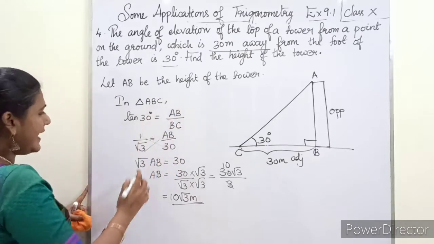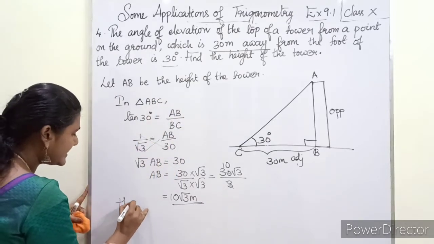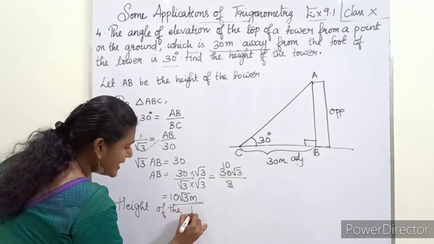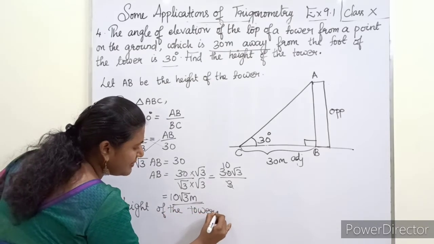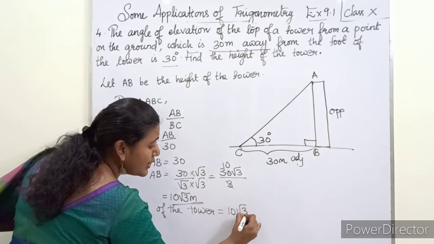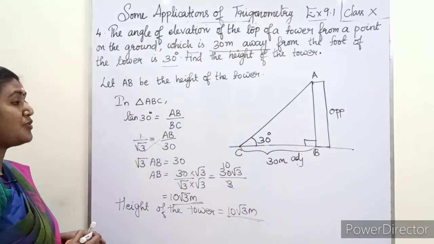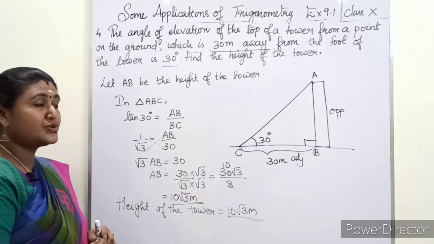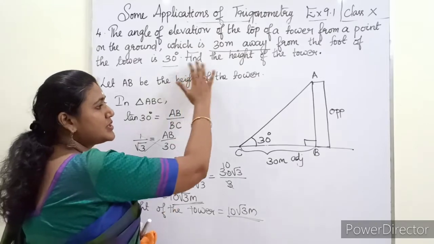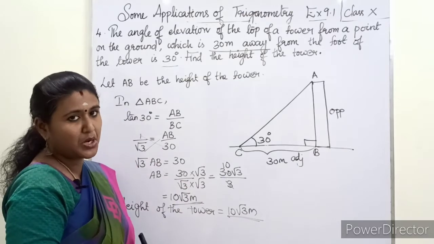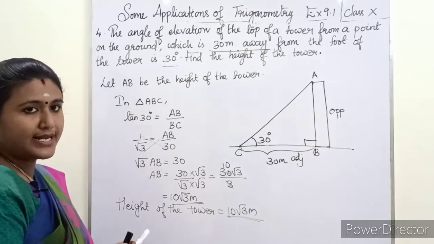So our question is height of the tower. So height of the tower is equal to 10 root 3 meters. So this is how you have to do. This question is very easy only, but you should know how to convert the question into a diagram and identify the correct trigonometric ratio. Now the next question.